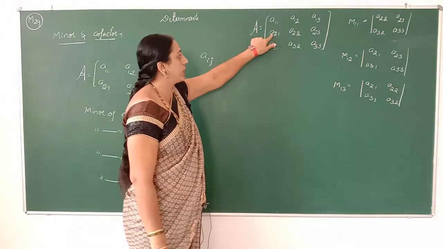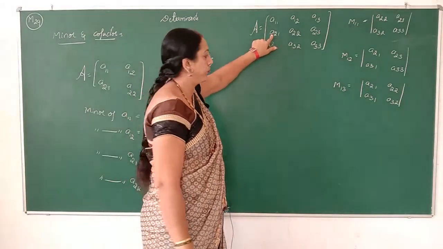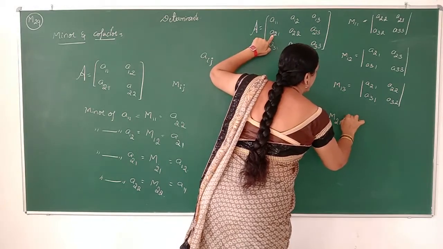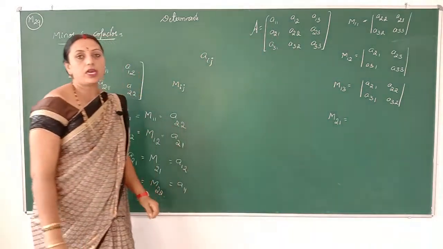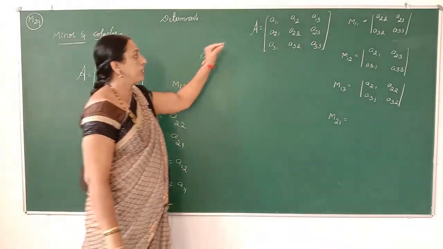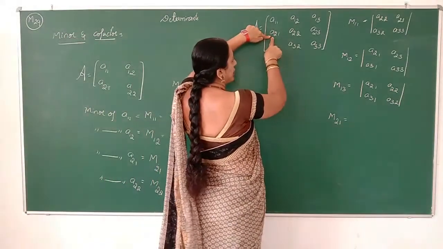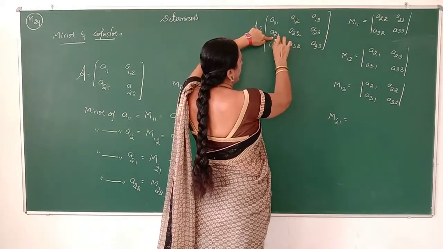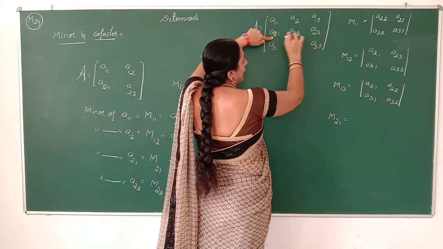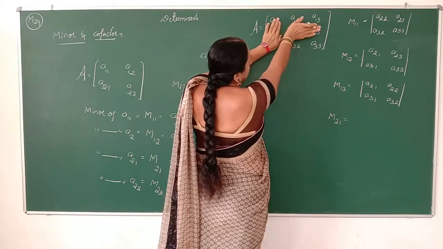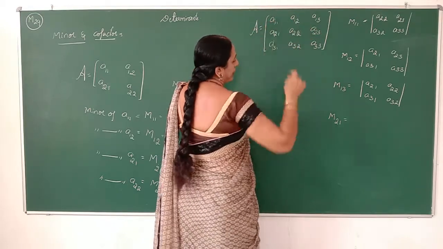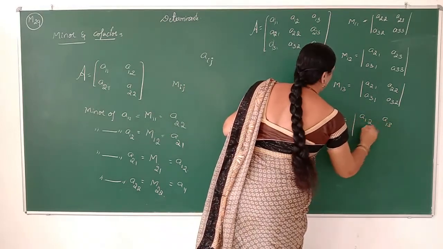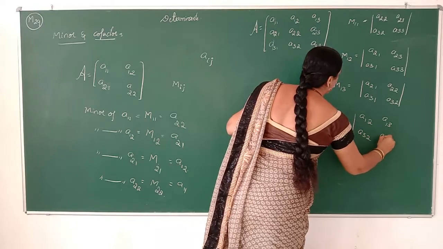Next we come to the elements of the second row, A21. The next minor is M21, the minor of A21. Now A21 is an element of the second row, first column, and these are neglected and the remaining elements are nothing but A12, A13, A32, A33.